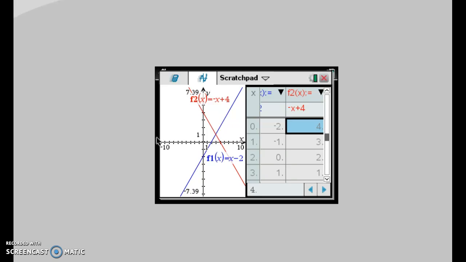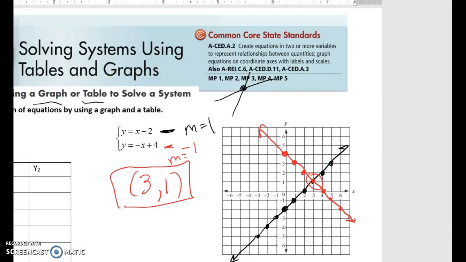On the right hand side, I'm at x equals 0. The first function has -2 value, the second function is 4. If I move down, I'm looking for when the second two columns are the same. And here you can see I have 1 in both columns, and the x value is 3. So the intersection of the two lines is 3, 1, which is exactly what we had in the notes packet.